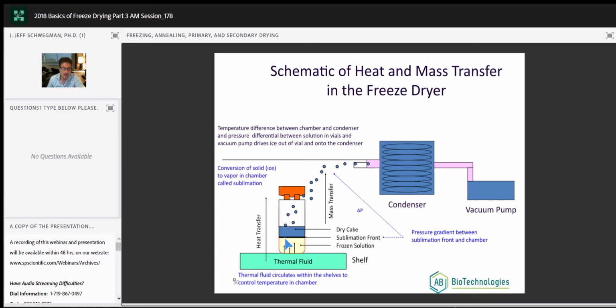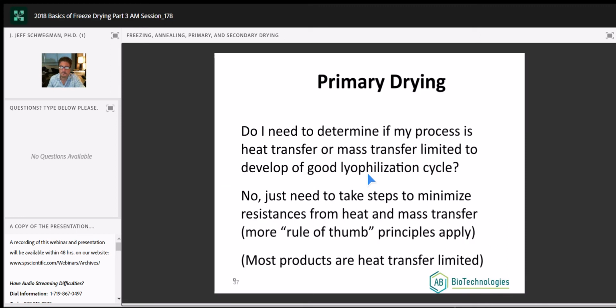Now, here we get the heat up, we convert ice to vapor. The vapor's got to punch through the dried layer that's sitting on top of it. There's resistance there. It's got to go through the neck of the vial, resistance there. It's got to travel through the tubes, resistance there, before it gets to the condenser.